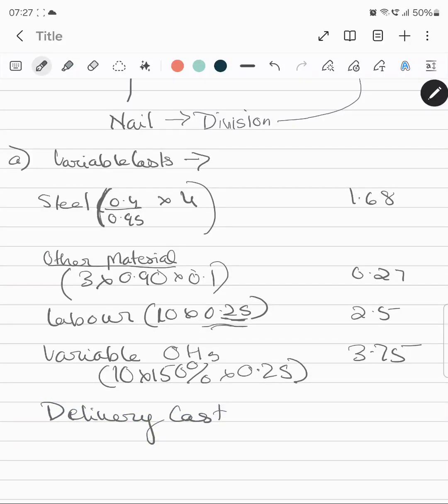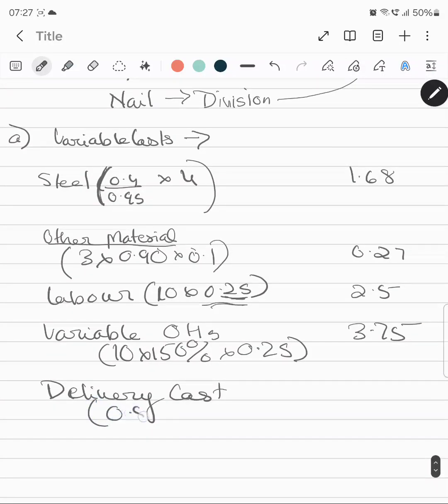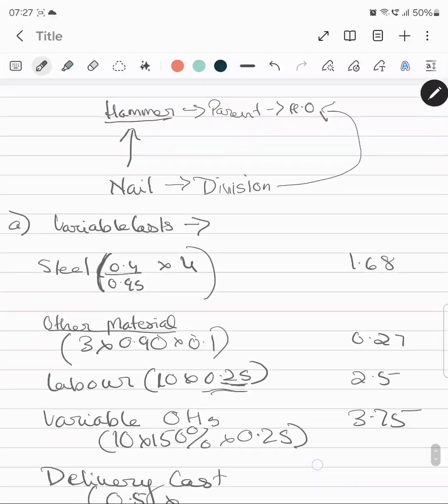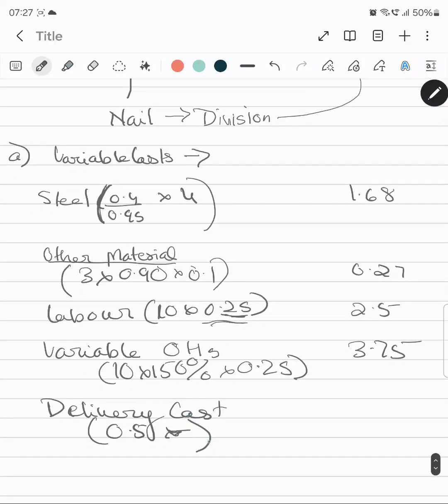So delivery cost is 0.5 per garden shear, right? The number of garden shears we do not know. We are already calculating the cost as if it's cost per shear. So 1.68 plus 2.27, 2.5, we'll just add all of these, and it's giving me 8.7.